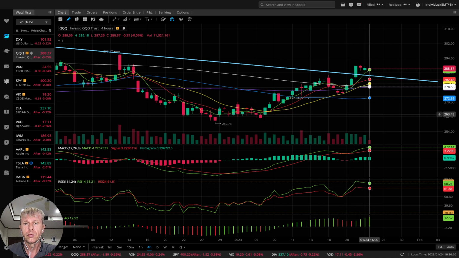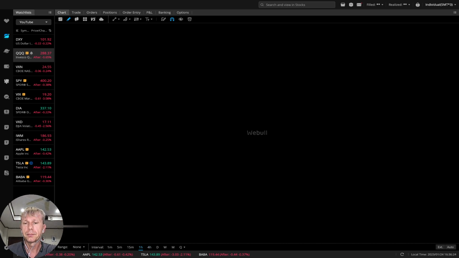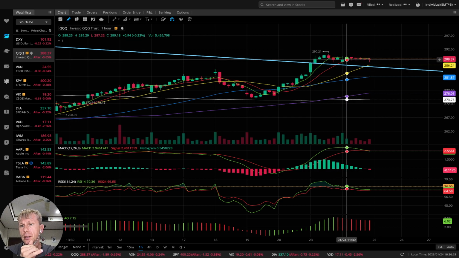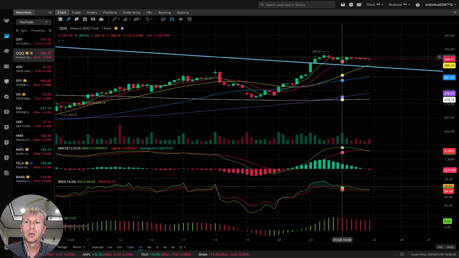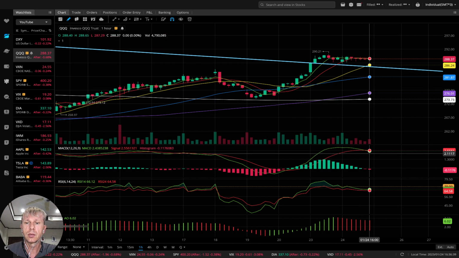Still bullish on 4 hours. Still bullish also for Qs. Let's check 1 hour. On 1 hour, it's changing direction. Moving averages just did bearish crossover. MACD did bearish crossover.